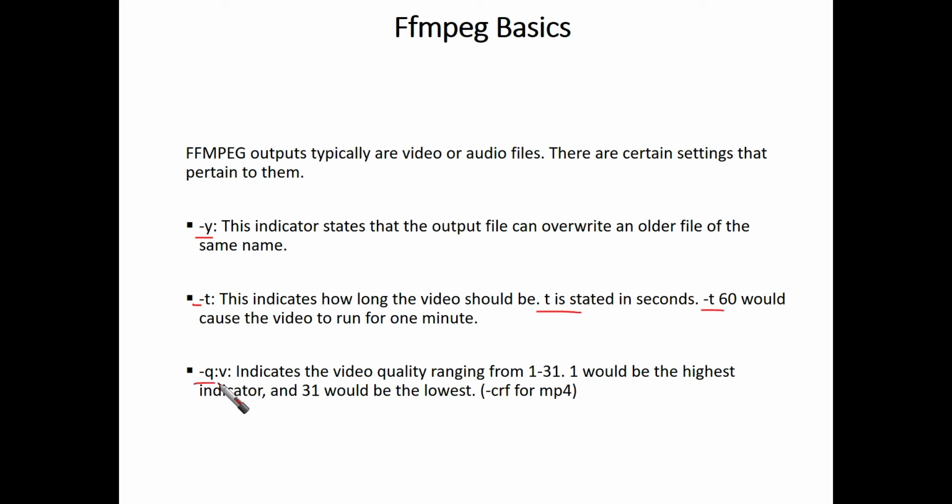And then you can also mention your video quality. For example, if you mention a value from 1 up to 31, 31 would be the lowest quality indicator and 1 would be the highest. So you just mention it like this, for example -qv, and then just a certain number, right?